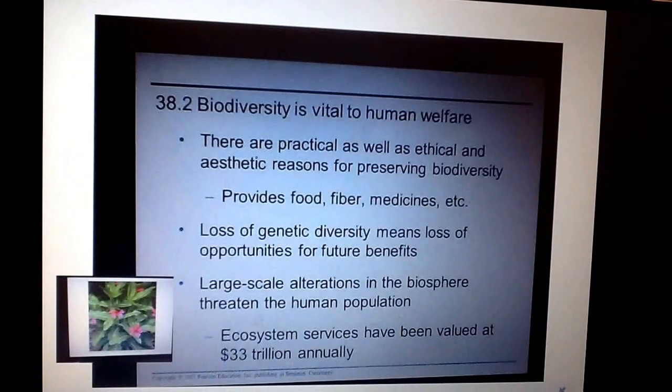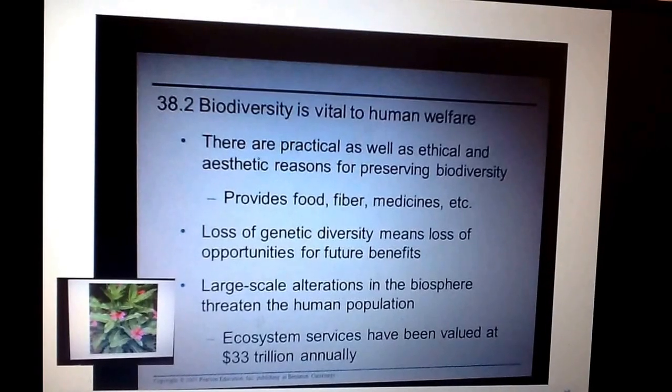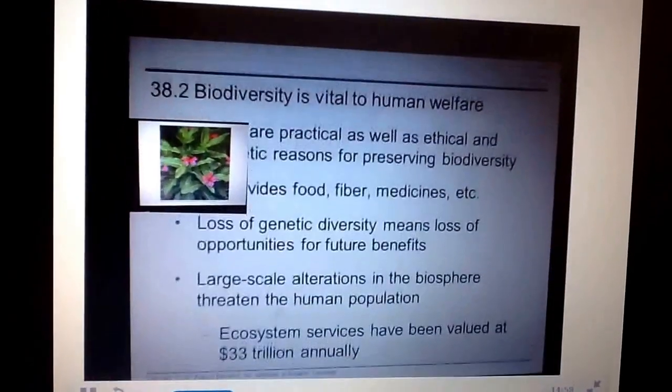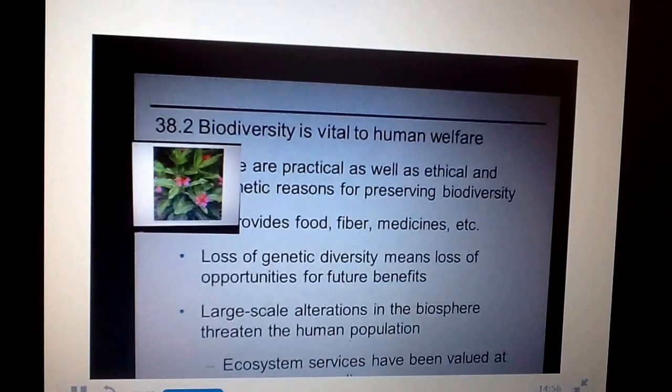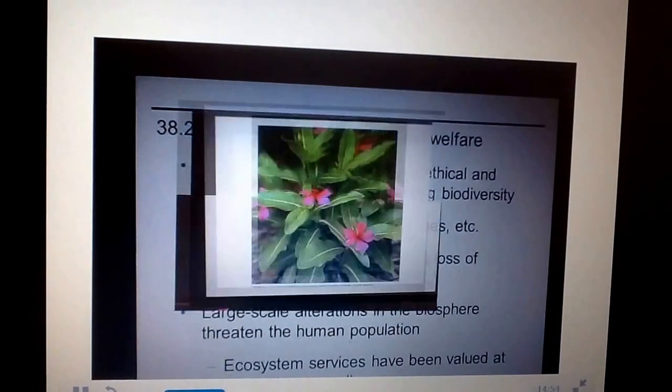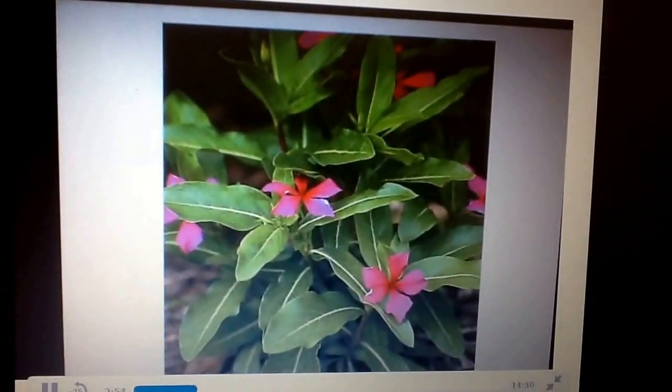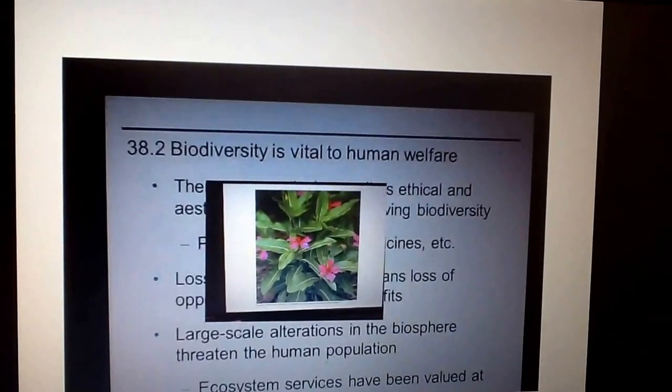So why do we care about the biodiversity for humans? Well, it turns out that the biodiversity, the animals out there, provide us with our food, our clothing, our shelter, and even our medicine. One of the examples is a plant, which I cannot think of the name. There's a plant, and it actually provides the medicine that's one of our cancer treatment pills.